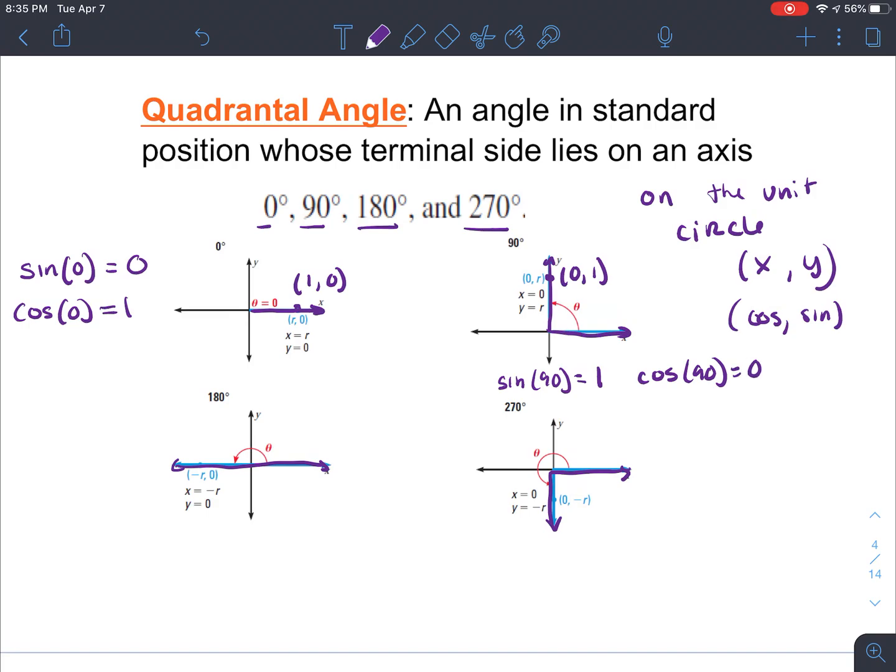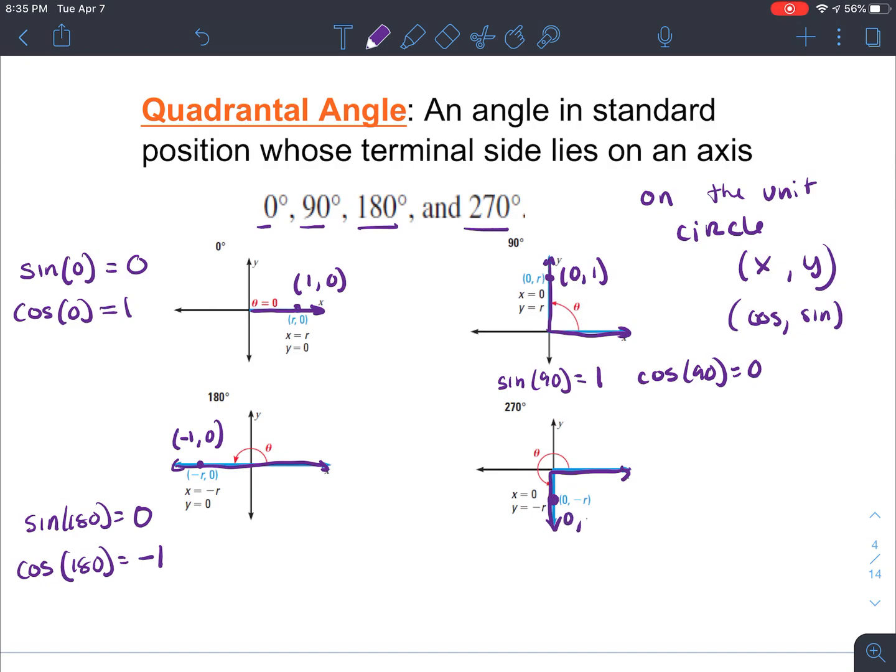Well, it's equal to my x value, which is 0. Let's take a look at 180. We would intersect the x-axis at negative 1, comma 0. So my sine of 180 is going to be equal to my y value, which is 0. And cosine of 180 is going to be equal to negative 1.